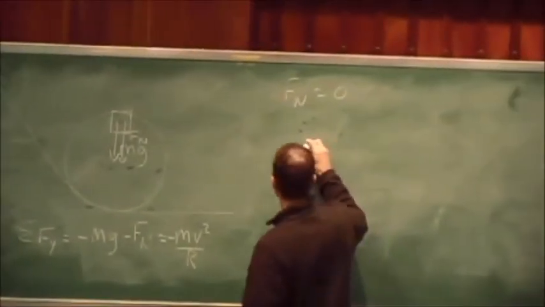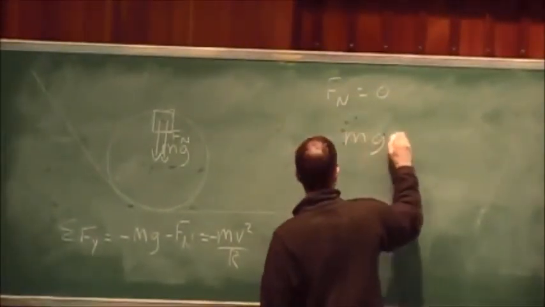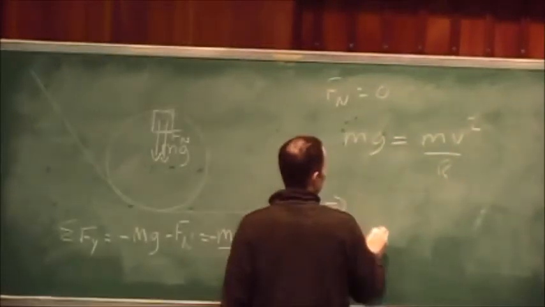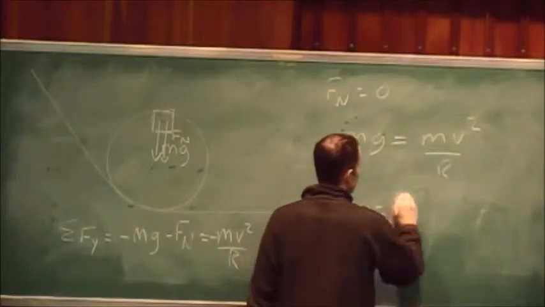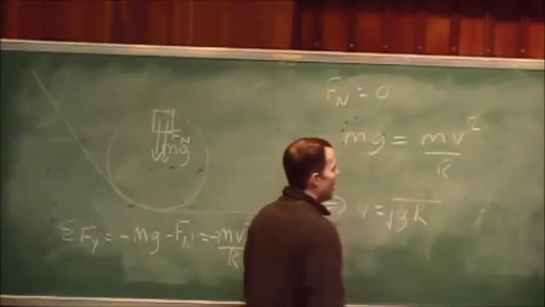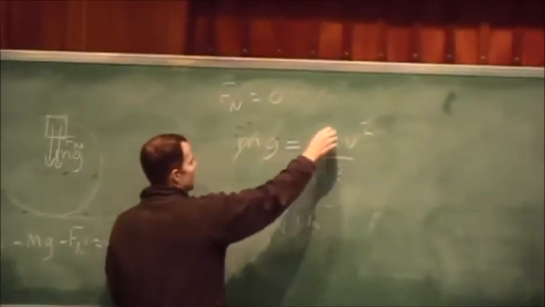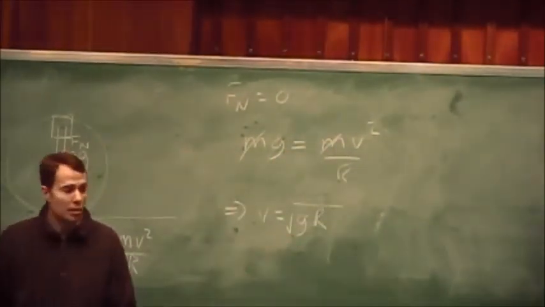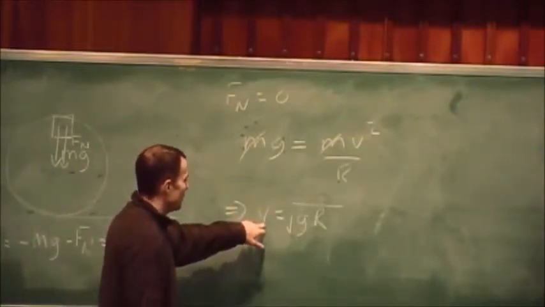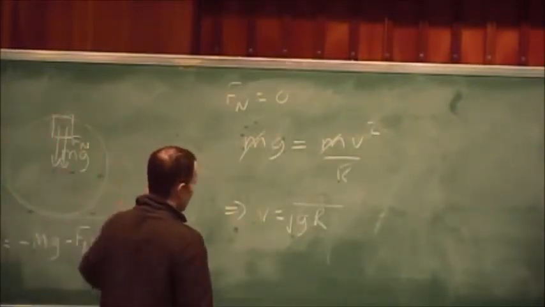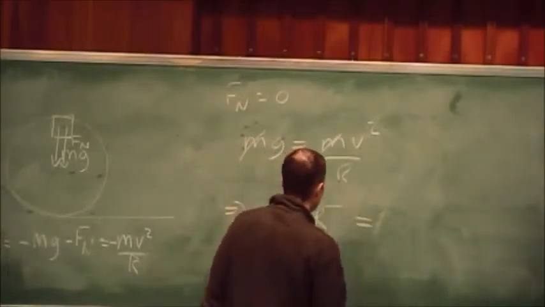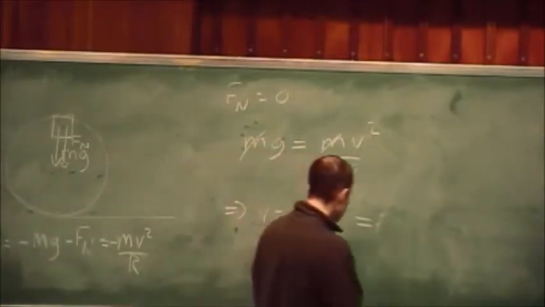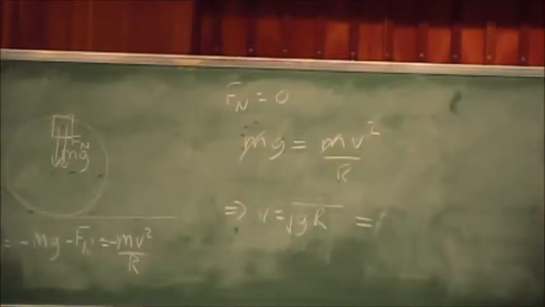Okay? So what we're left with is mg is equal to mv squared over r, which implies that v is equal to the square root of gr. So all I did is cancel the m's, bring r up, and then take the square root. So that is the minimum velocity needed in order to be able to do this. Okay, so you'll notice that the mass doesn't matter.